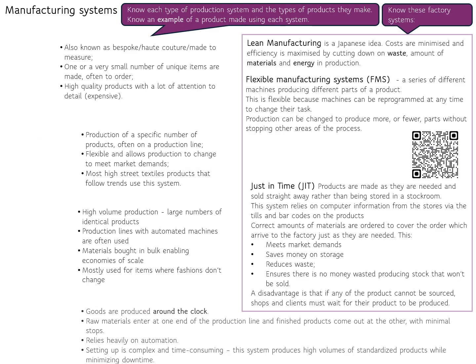Now, usually the last question of section B is about the environment, but unusually in this particular paper, it's about methods of production and the difference between batch, one-off, mass and continuous production. And also you need to know about flexible manufacturing systems and just in time. So there is written information here to help you brush up on that.